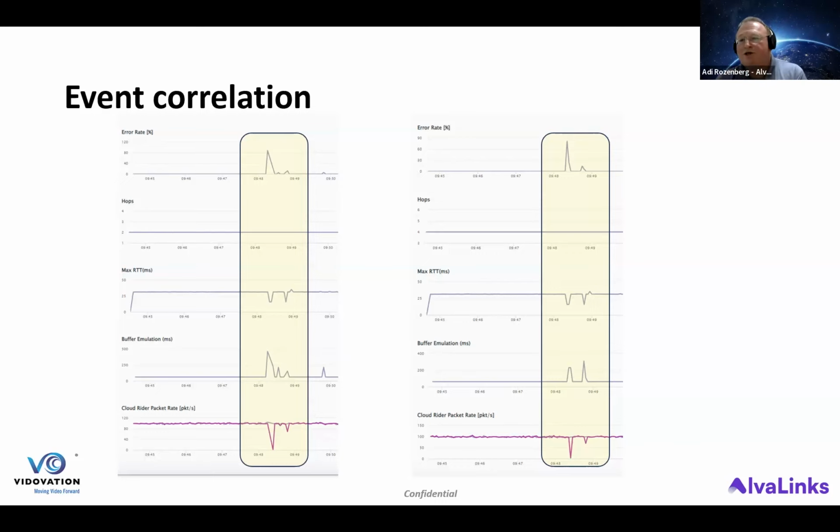Before the correlation, this specific customer worked for more than 8 weeks to figure out what is going on. He didn't have that smoking gun. This is the smoking gun. And that event happened time after time. Look at the magnitude of the event. It is more than 80% packet loss. Yeah, mind-blowing.